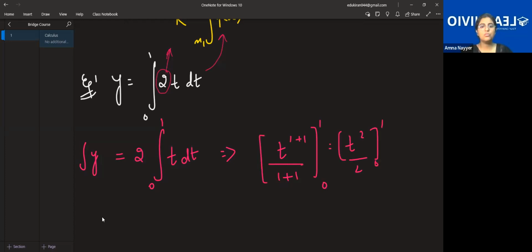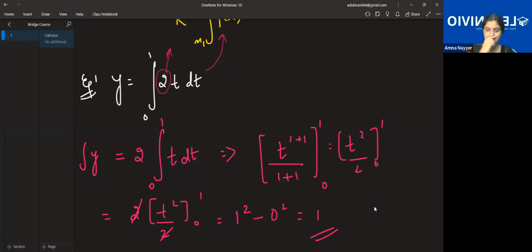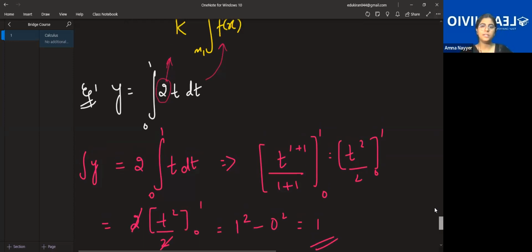But we have this 2 also. So for us, it is 2 t square by 2 from 0 to 1. 2 will be cancelled here itself. And what is left? These upper limits and lower limits are left. This is 1 square minus 0 square left. Answer is like this. Write it. A few questions I'll give you that you will tell me.